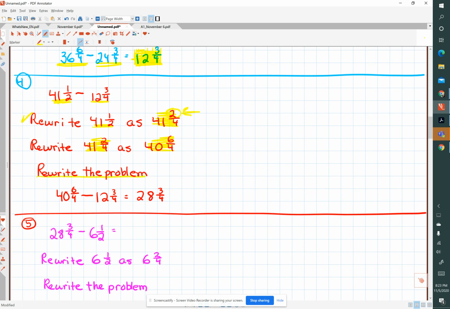Then I rewrite the entire problem. 40 and 6/4 minus 12 and 3/4. 40 minus 12 is 28. 6 minus 3 is 3. And this is a final answer, 28 and 3/4.